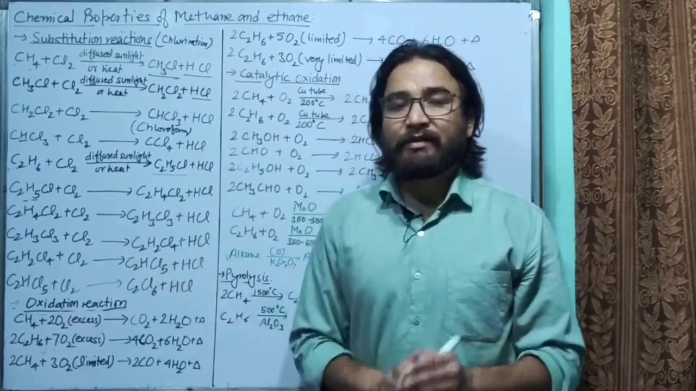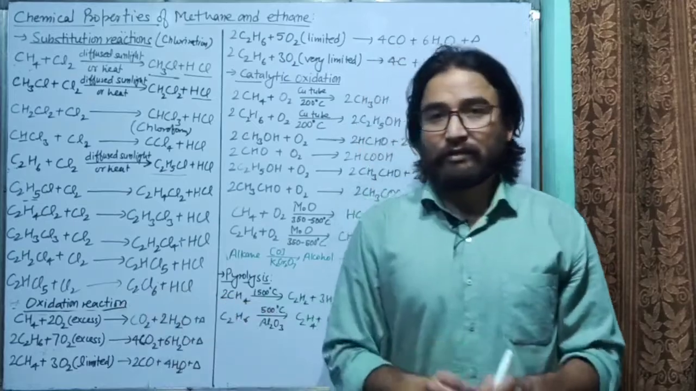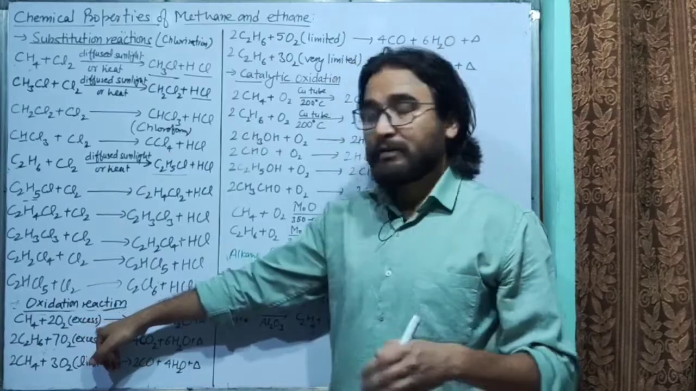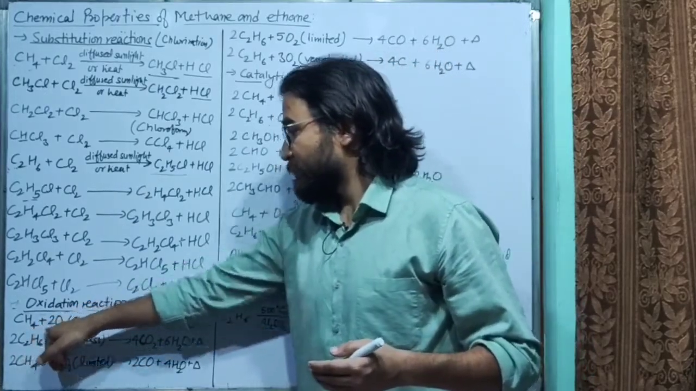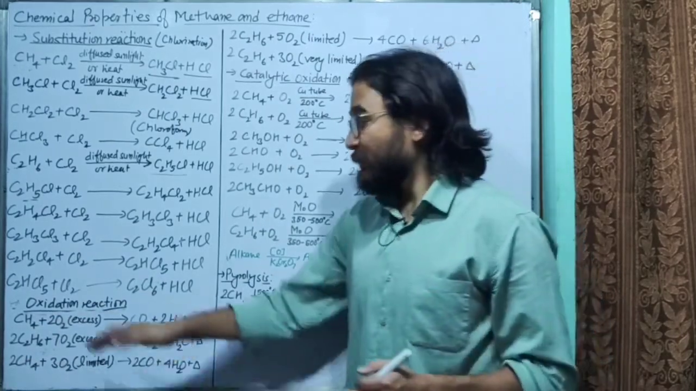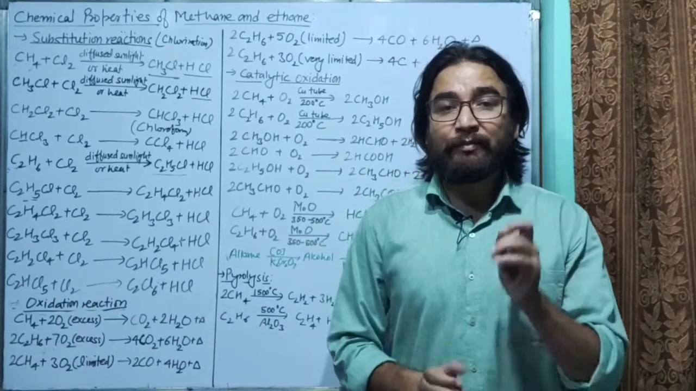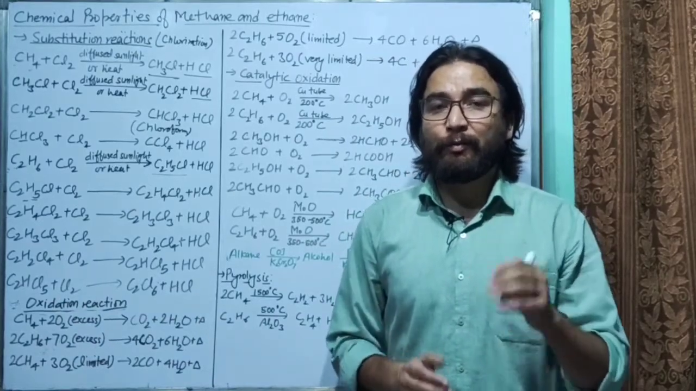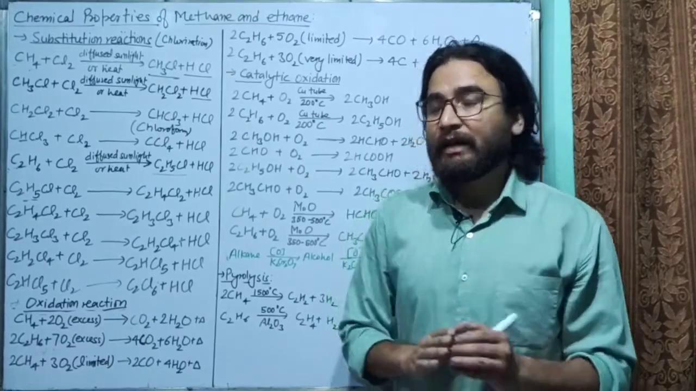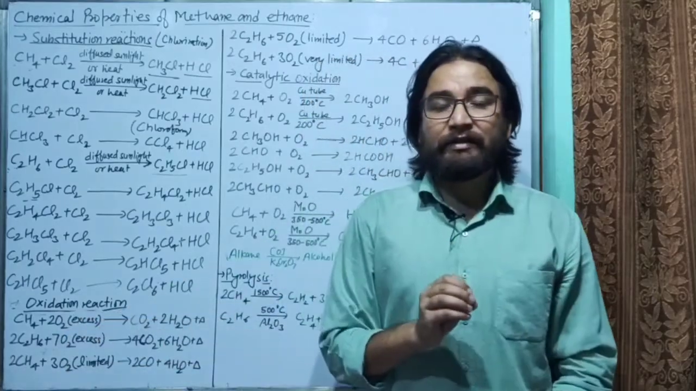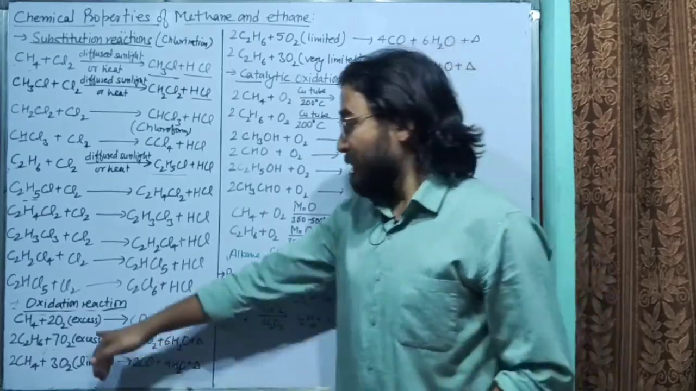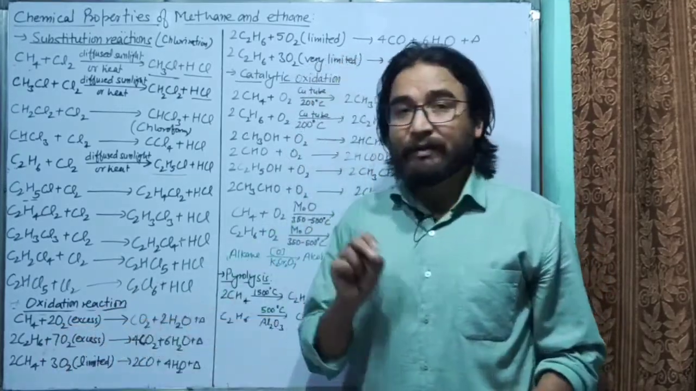Now the next type of reaction that we are going to discuss is oxidation. So in oxidation, first we will talk about combustion. Combustion takes place by reaction of CH4, methane, or ethane with air. So oxygen present in air will react with methane or ethane and it will give the products carbon dioxide and water. Whenever hydrocarbons are burnt, they will give water and carbon dioxide. When complete oxidation is done, complete oxidation means in the presence of excess of air, it will give carbon dioxide and water.